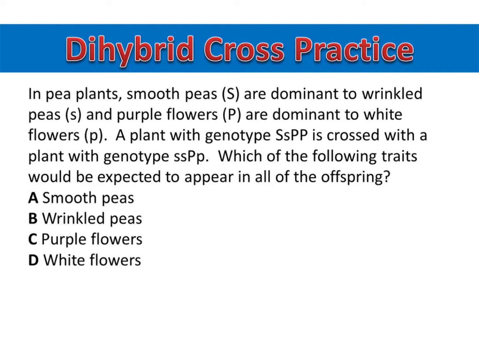So, I want to make sure I understand what my genotypes are from each of the plants in this cross. So I've got one that's heterozygous for pea shape and homozygous dominant for flower color. And I've got one that is homozygous recessive for pea shape and heterozygous for flower color. So knowing that, I can do my Punnett squares.